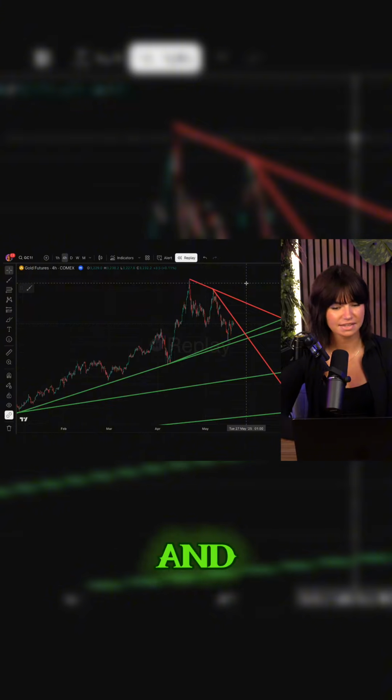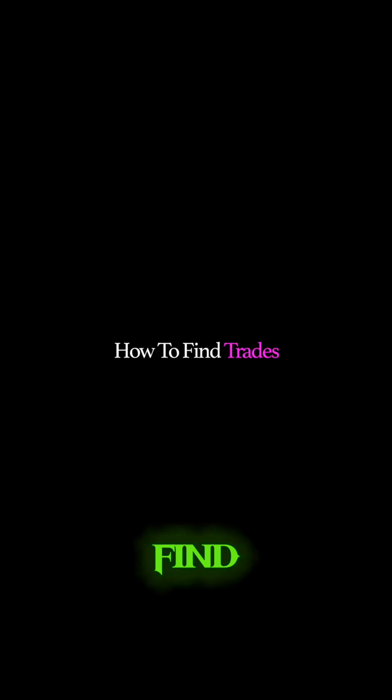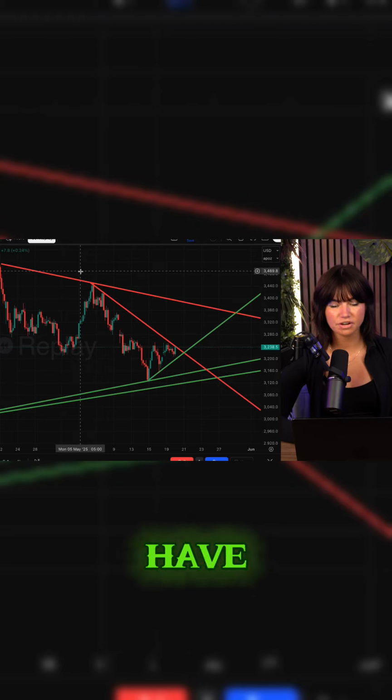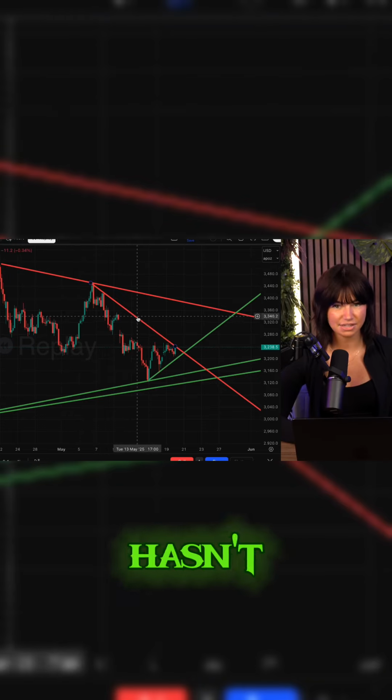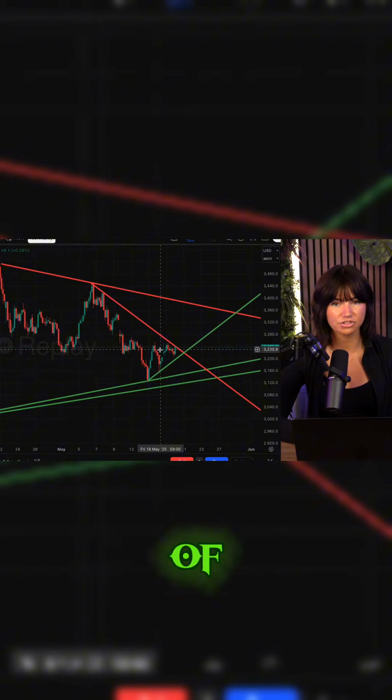This is where I will enter and exit all of my trades. How do we find the trade? How do we place the trade? After we have done our top-down analysis and we have drawn all of our lines, bullish and bearish, price hasn't intersected yet, we wait for price to break one of these two trend lines.